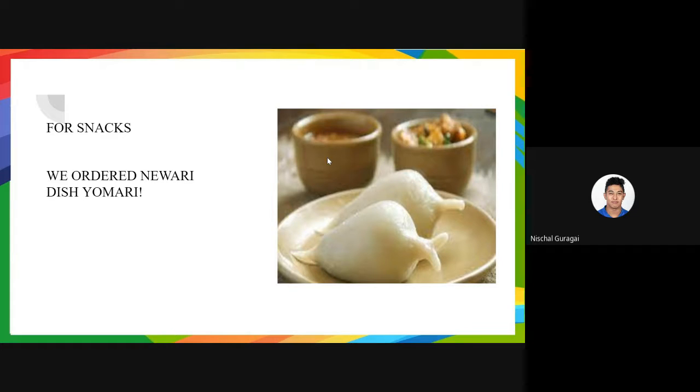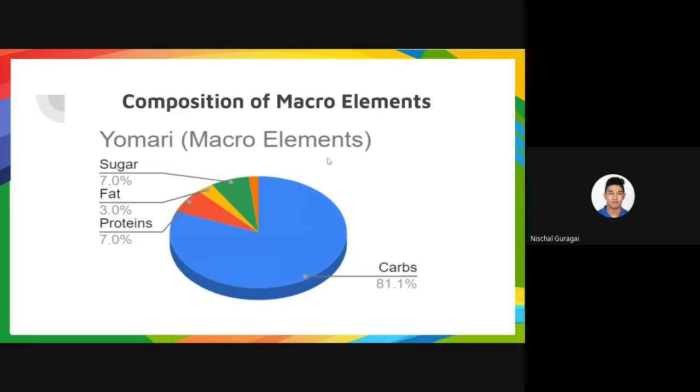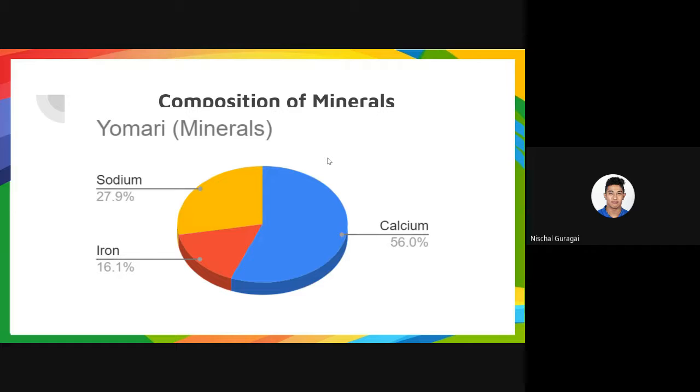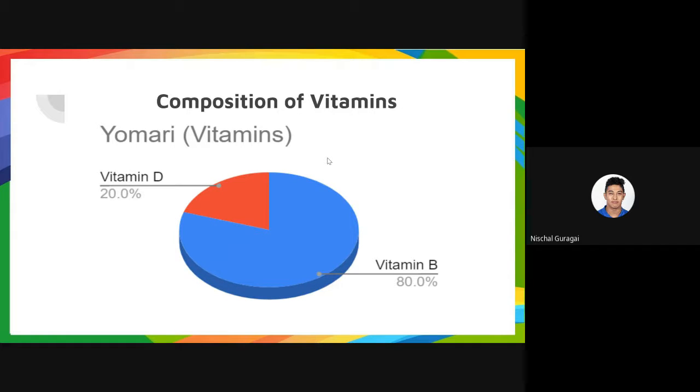So let's talk about macro elements. Talking about the macro elements of yomori, it has maximum carbs of 81.1%, followed by sugar and protein, with 7% fat, and fiber has the least composition, which is 3% and 1.9% respectively. Yomori contains 56% of calcium, 27.9% of sodium, and 16.1% iron. Lastly, talking about the vitamins, it contains 80% of vitamin B and 20% of vitamin D. So that much.